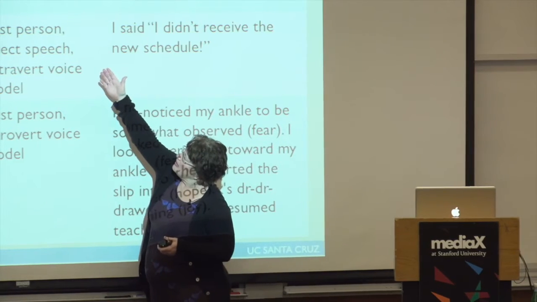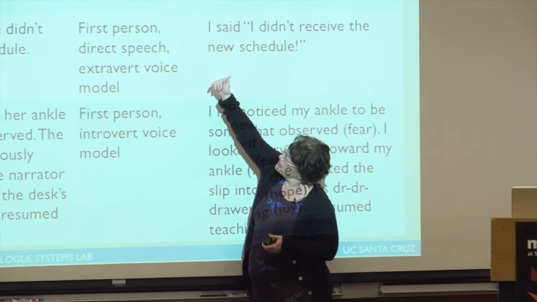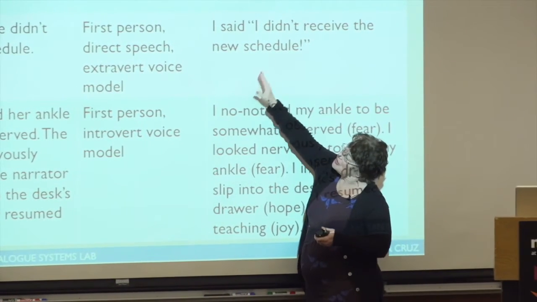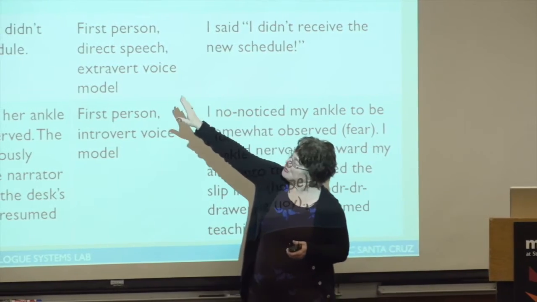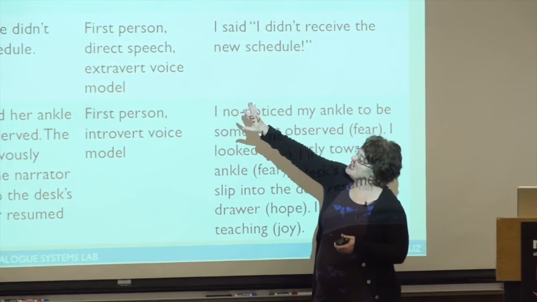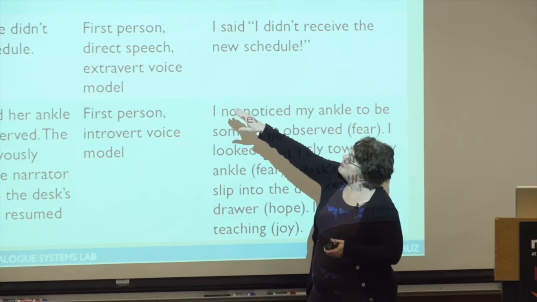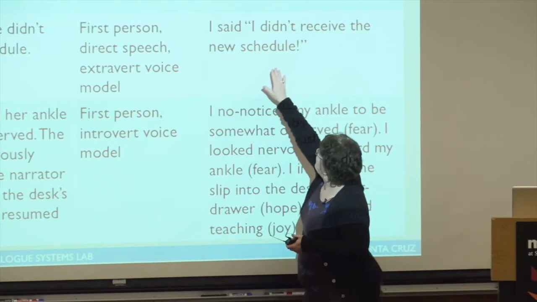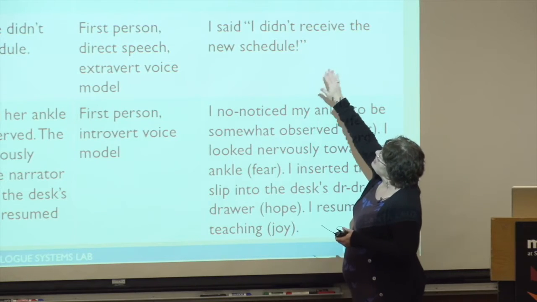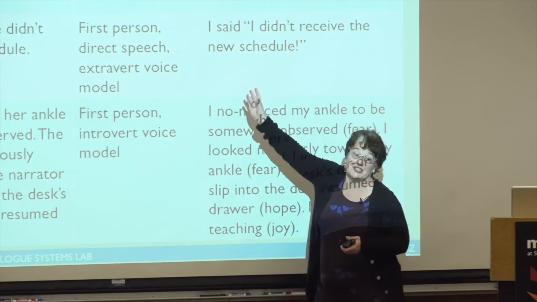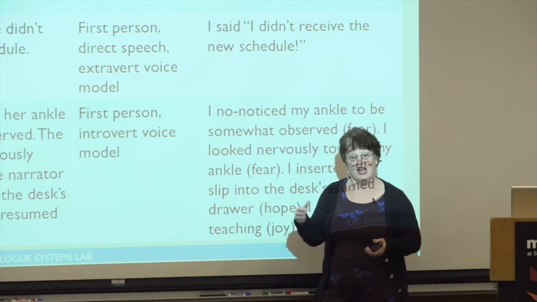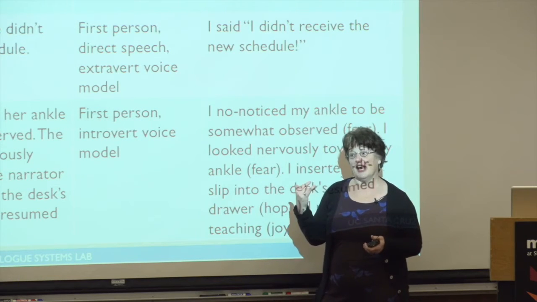But so we can use the first person in combination with, say, direct speech. So we can do a transformation. This is from a different story. The narrator said she didn't receive the new schedule. So we can do a transformation that has first person direct speech that says, I said I didn't receive the new schedule. And as soon as you get direct speech, you have to distinguish between the voice of the narrator and the voice of the speaker, of the character.